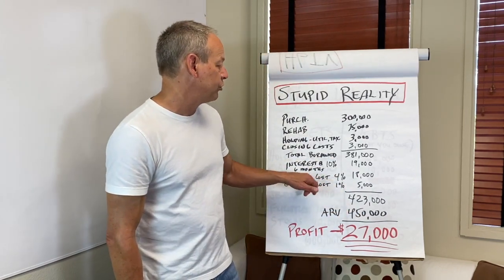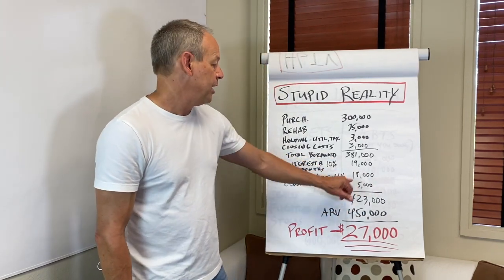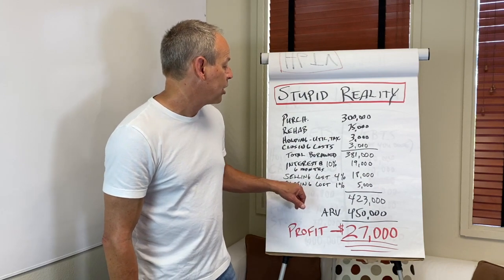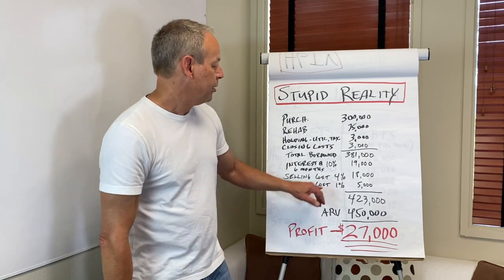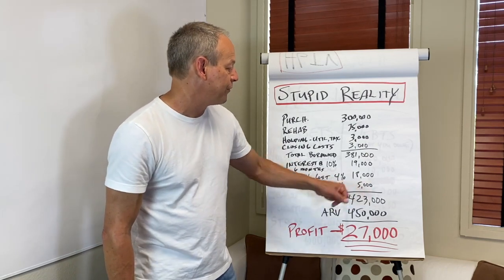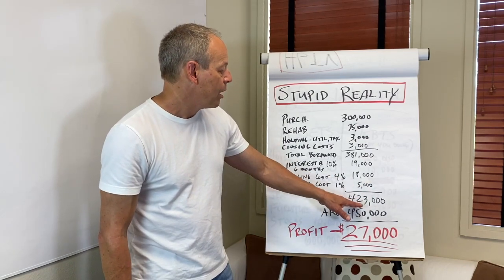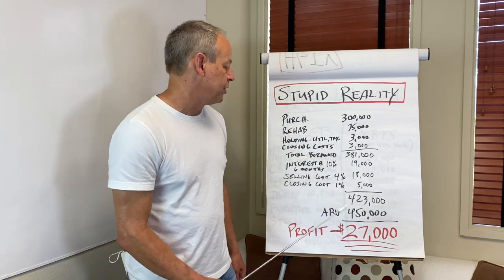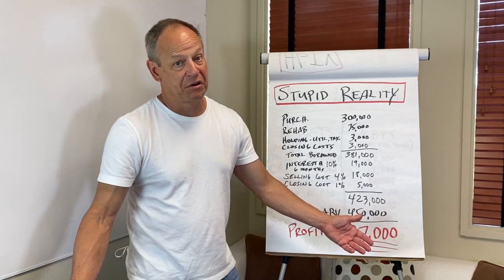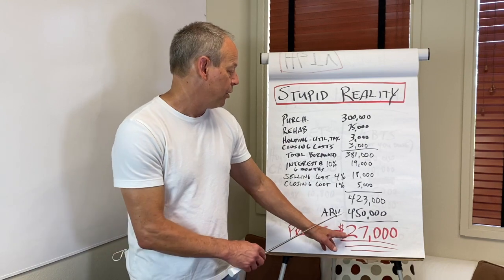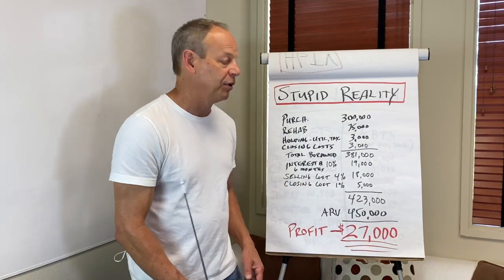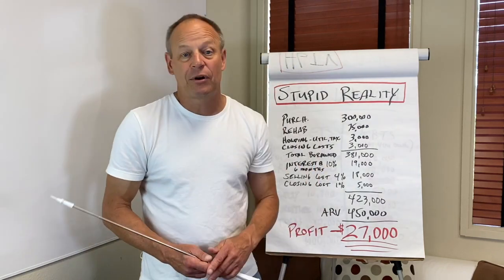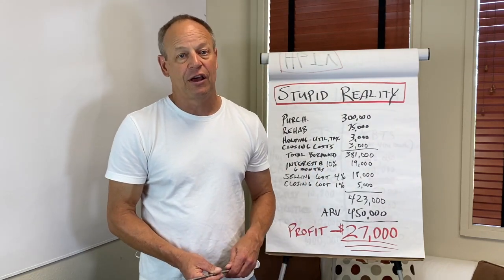All right, so that's your selling costs. $18,000 at 4%. Closing costs at 1%. All right, I put that in here, sorry. But yeah, okay, 1%, $5,000. That's $423,000. We're all agreeing on the math here, right? So the ARV of 450 minus 423 leaves you $27,000. Decent profit, guys. That's nothing to sneeze at.